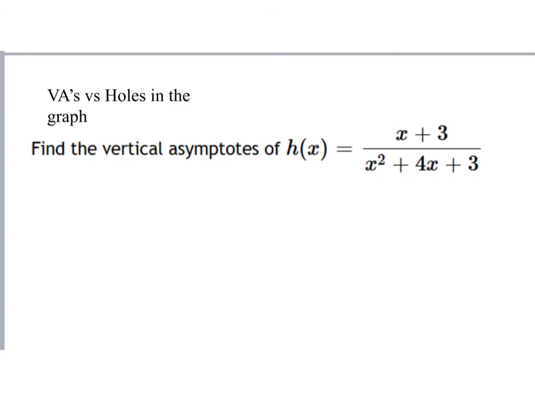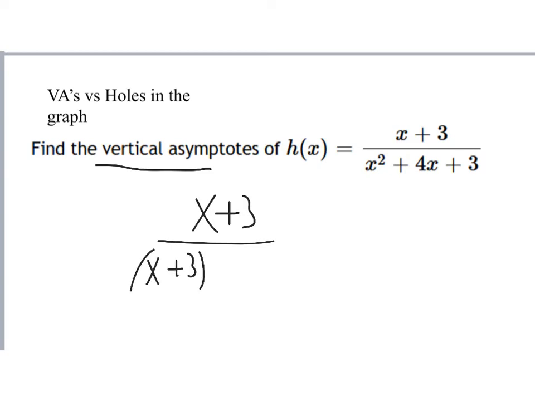So what's going to happen sometimes here, though, is you're going to be asked where the vertical asymptotes are. So we just start doing the same thing. We have the x plus 3 on top. The x squared plus 4x plus 3 factors to x plus 3 times x plus 1. Now, here's what I want you to notice.